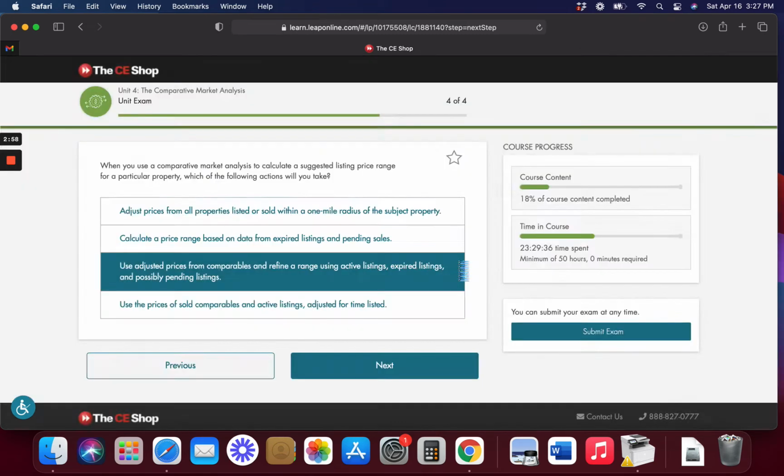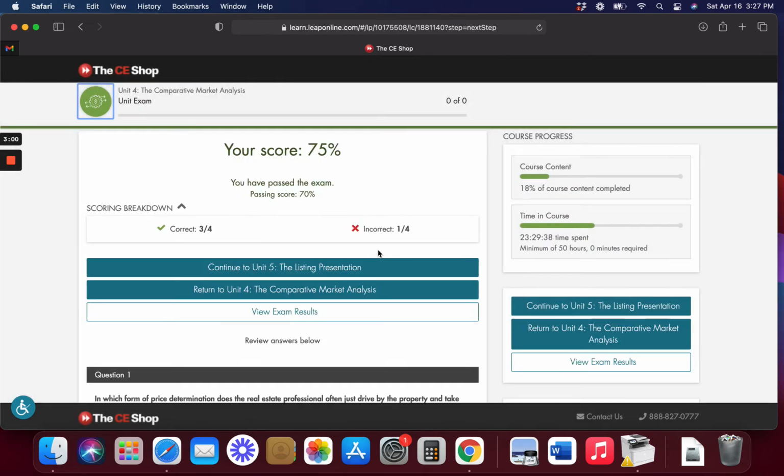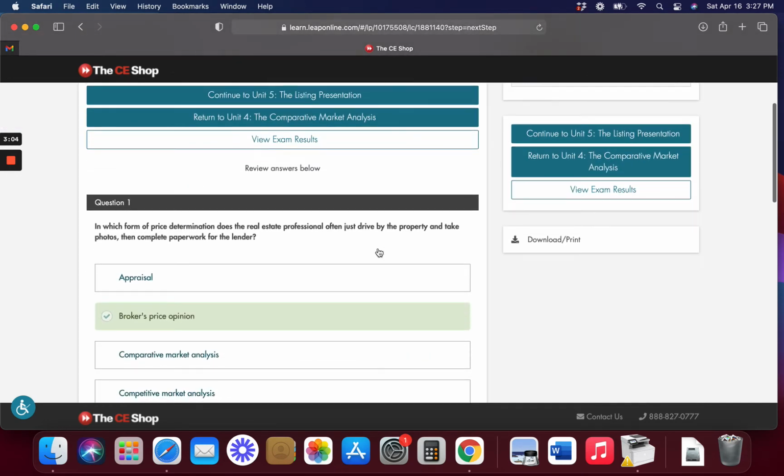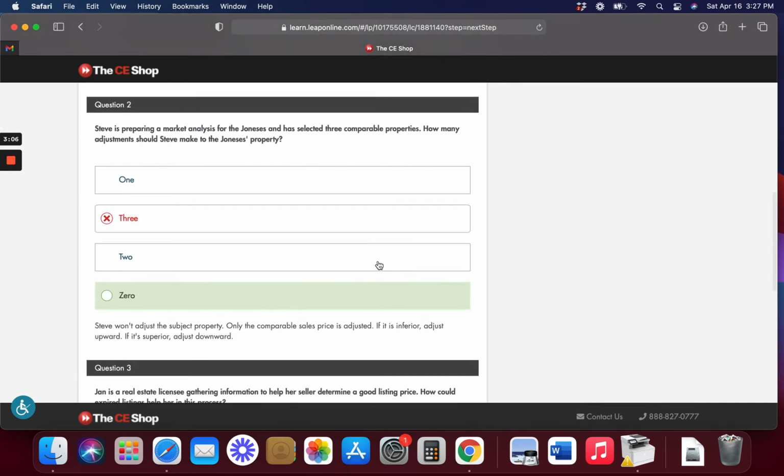Let's see how we did on this exam. All right, we passed it and we got one wrong, and I bet I know which one it is. Yeah, this one right here, because this doesn't make any sense to me. So only the comparable sales price is adjusted. If it is inferior, adjust upward. If it's superior, adjust downward. But right here, you're still making an adjustment. So I don't know why zero is correct.